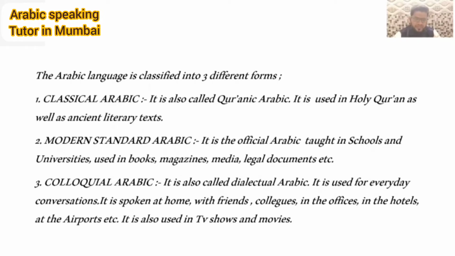Number three, colloquial Arabic. It is also called dialectal Arabic or spoken Arabic. It is used for everyday conversations. It is spoken at home, with friends, colleagues, in the offices, in the hotels, at the airports, etc. It is also used in TV shows and movies.